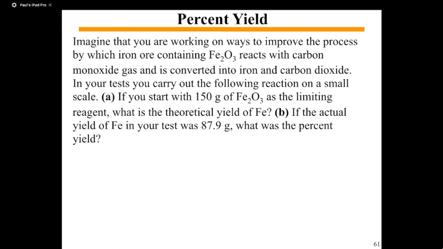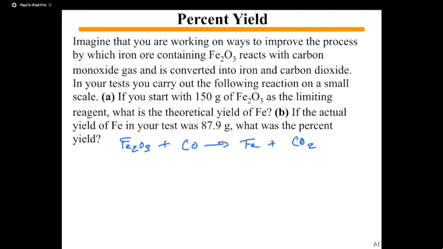What's the first thing that you do? Write down the equation. My equation is I have Fe2O3 plus what? CO. Yield what? Fe plus CO2. All right. Is it all balanced? No.